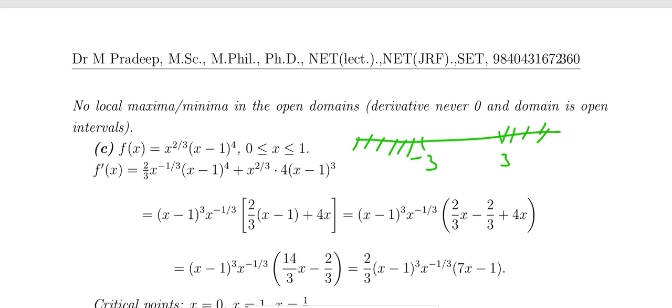இந்த இடத்துல ஃபங்க்ஷனே டிஃபைன் பண்ணல, no function. So no local maxima or minima in the open domain, derivative never 0, domain is open intervals. Okay.